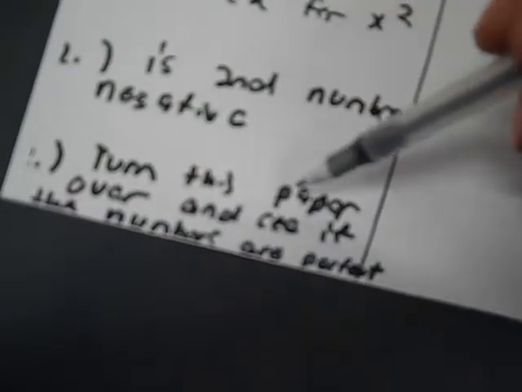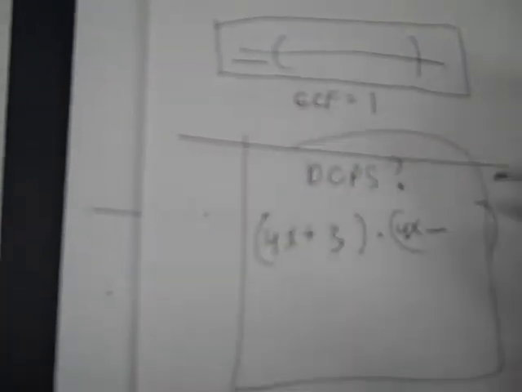And then is our second number negative? Yeah, 9's negative. With that minus sign, that means the 9 is a negative. Now turn this paper over and see if the numbers are perfect. So is 16 perfect? Yeah, here's 16. It's 4 times 4. So I put 4, 4. Is 9 perfect? Yeah, 9's perfect, 3 and 3. Okay, so these are my factors. I don't have a GCF, so that's it. 4x plus 3 times 4x minus 3.